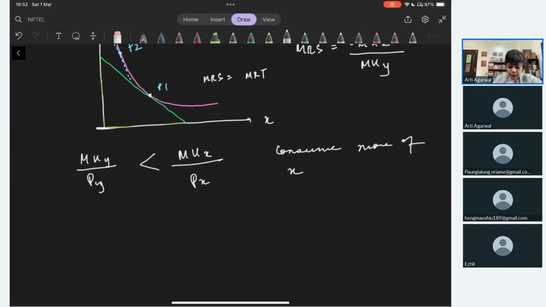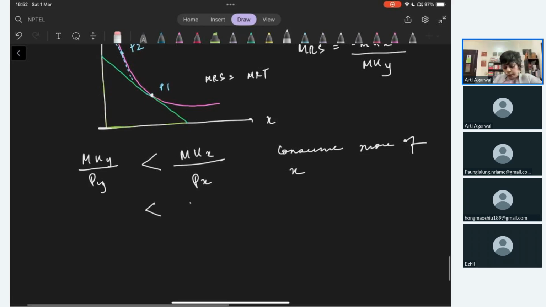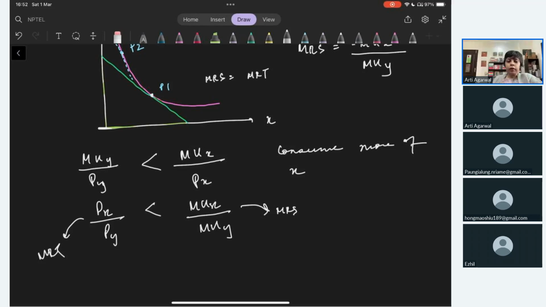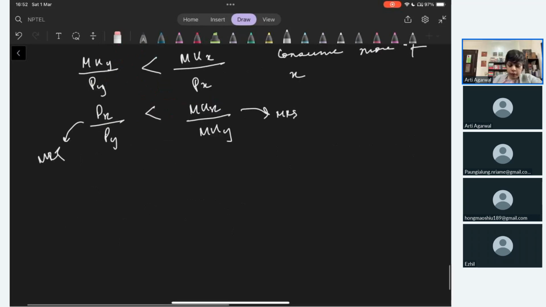This is basically the same thing as saying MUX by MUY. This is the same thing as MRT. And this is the same thing as MRS. So as long as MRS is greater than MRT, you're going to consume more of X, right? But if this flips, then you will consume more of Y.